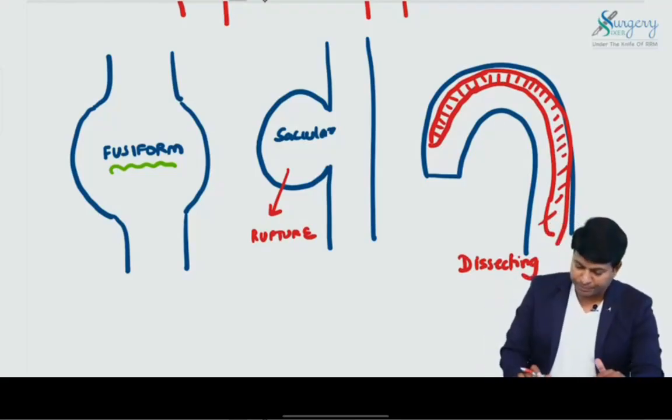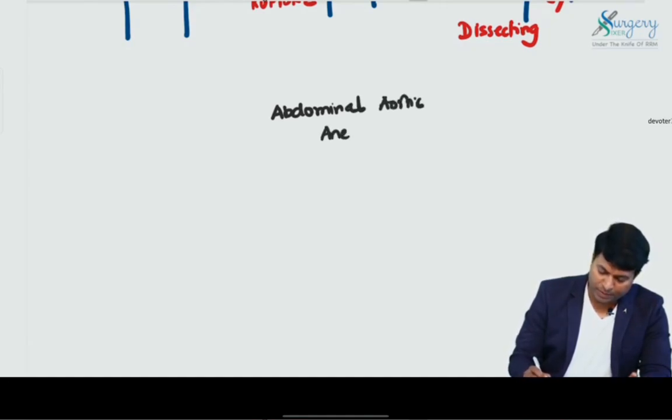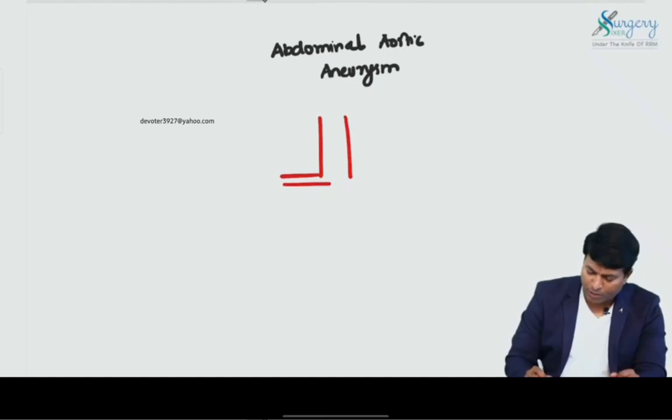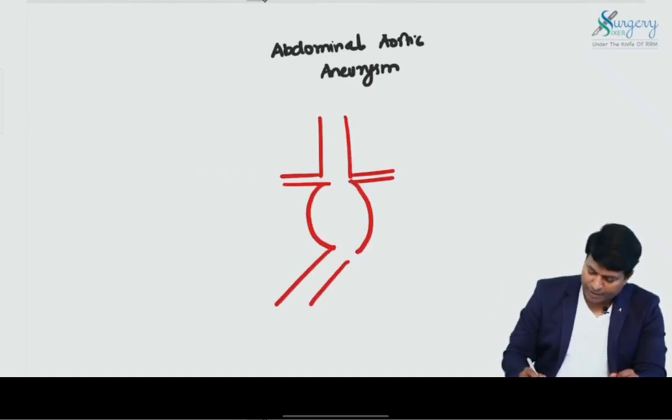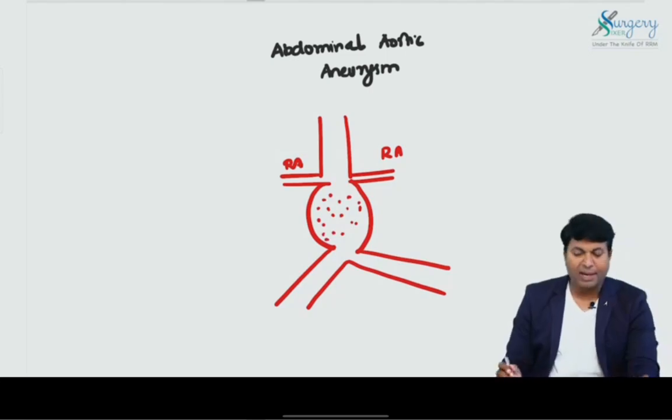Now let me first discuss abdominal aortic aneurysm, because every year there is a question from this. Please don't forget, abdominal aortic aneurysm is most commonly located below the renal arteries, like this. It is usually located infrarenal.